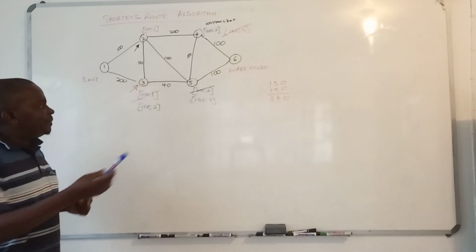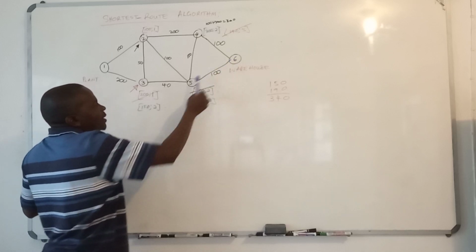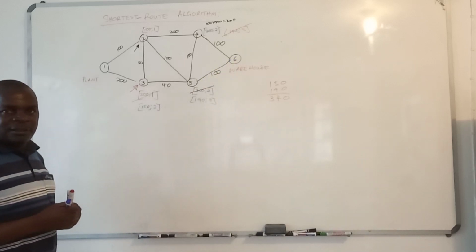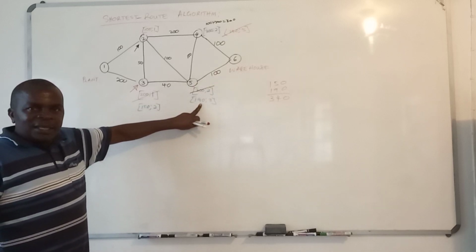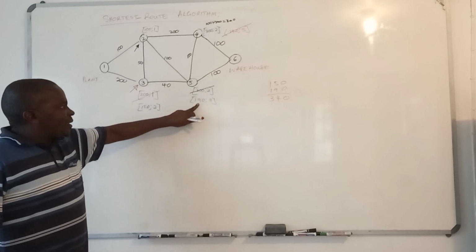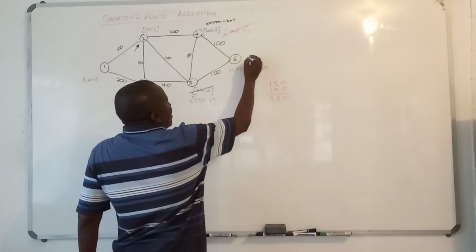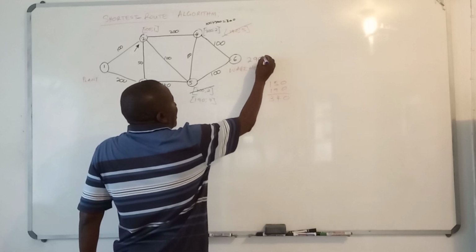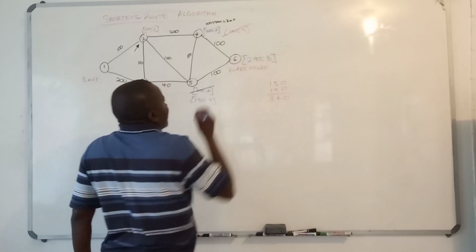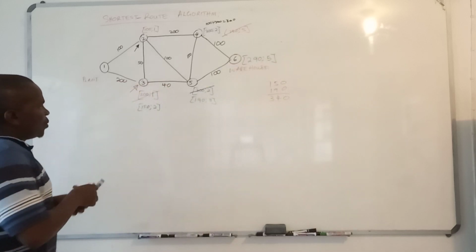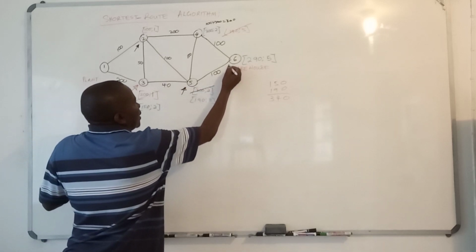Right, and then the last one, 5 up to 6 is how many units? 100. This 100 here will be added to 190. 100 plus 190 will give us 290. So this will be the label of our warehouse, 290, and then we're coming from 5. So our arrow is here, and then the last one is there.